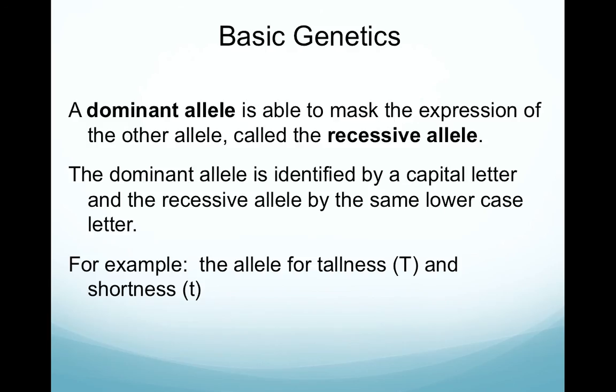So, for example, if we're talking about a pea plant, you'll see this shorthand. The allele for tallness is a capital T, and the allele for shortness is a lowercase t. So tallness is dominant to shortness in a pea plant.